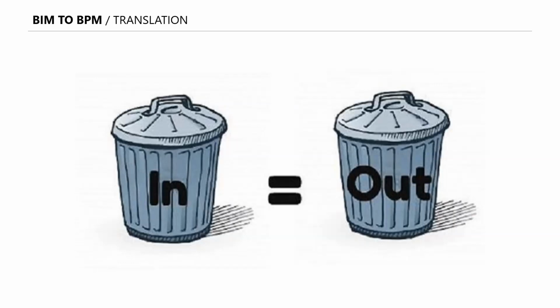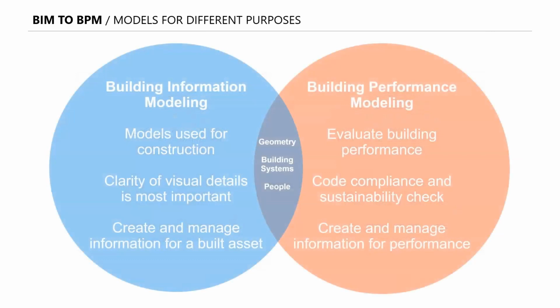The old saying, garbage in, garbage out. And it's very true when it comes to translation of architectural models to energy models, but that's not necessarily the fault of either party. We're developing models for very different purposes. Building information models are used for construction. Their true intent is visual clarity. They want to be able to provide enough visual clarity that there are not problems in the construction of a building. They're creating and managing information for a built asset, while building performance modeling, on the other hand, is to evaluate building performance, code compliance and sustainability checks, and create and manage information for performance. The overlap is geometry, building systems, people, zone information, thermal zone details, space types, et cetera, things like that. But they really do have different purposes.